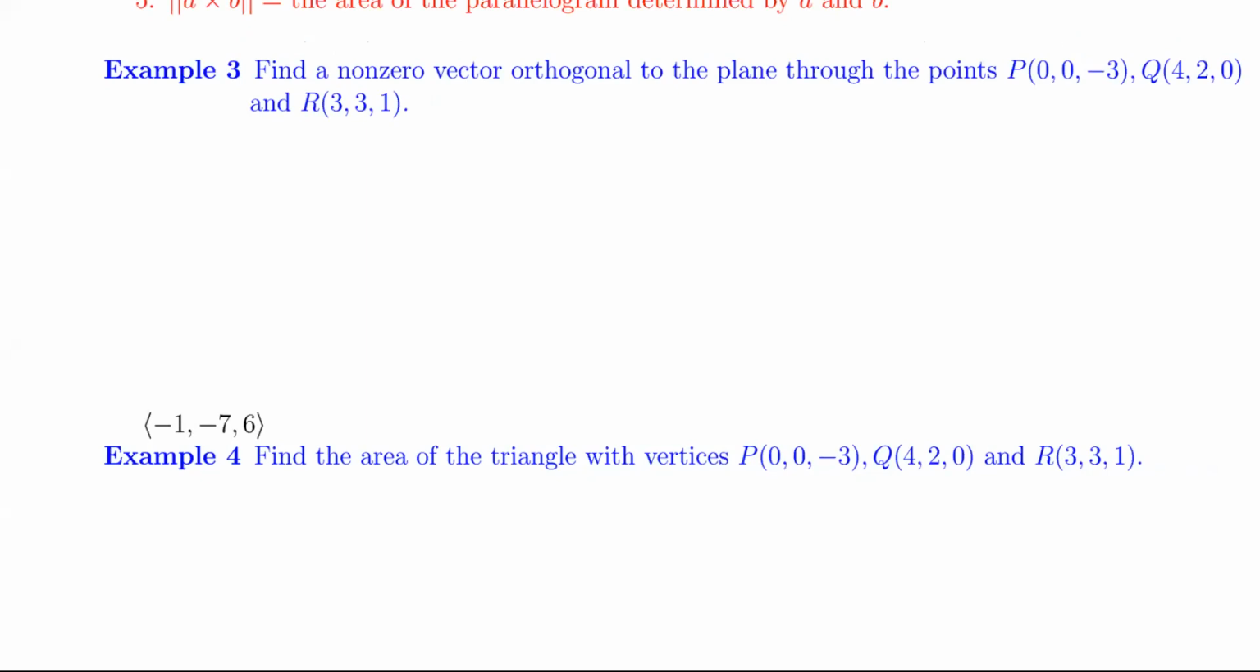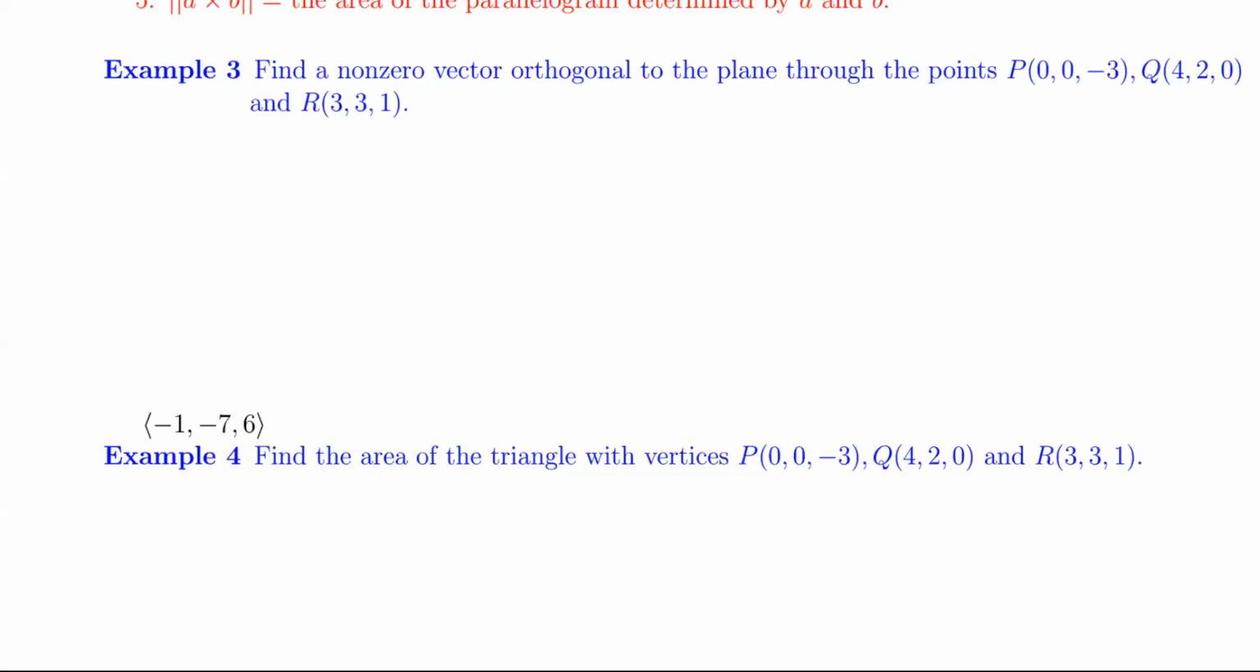So to find a non-zero vector orthogonal to the plane through those points, we have some plane that those 3 points are in. Notice that if we can find two vectors that are not collinear in that plane, then we can take the cross product of those two vectors, and that new vector, that cross product, is orthogonal to both of the two vectors that we were using in the cross product, right? That was our property 2 up above, which will give us exactly what we want.